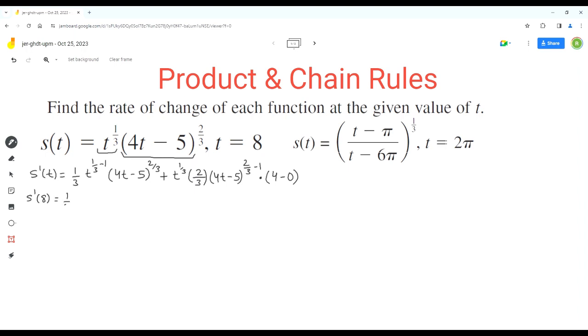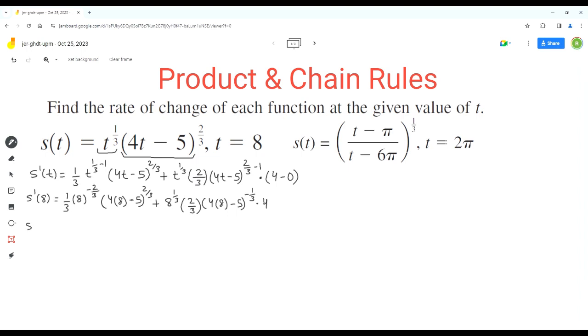So we get 1 over 3 and then 8 exponent 1 over 3 minus 1, which is equal to negative 2 over 3, times (4 times 8 minus 5) exponent 2 over 3, plus 8 exponent 1 over 3 times 2 over 3 times (4 times 8 minus 5) exponent 2 over 3 minus 1, which is equal to negative 1 over 3, then times 4, because 4 minus 0 is just equal to 4.